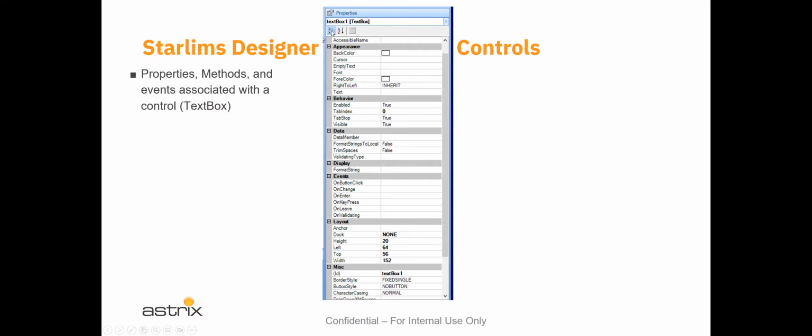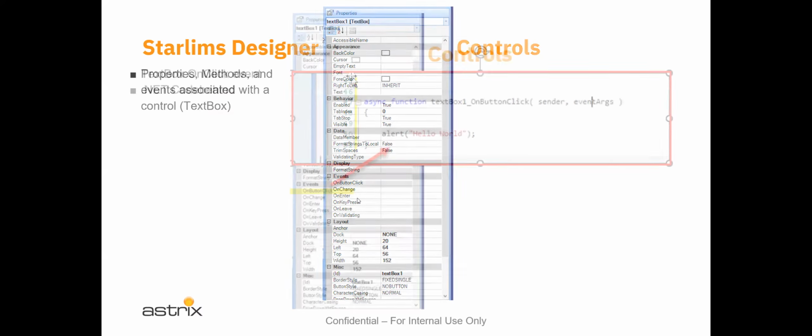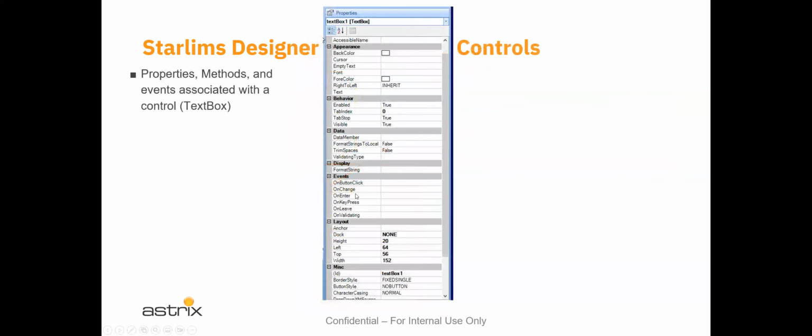Every control has events associated with it. Not all controls have all events. Some don't make sense to have on a control, compared with other ones. For example, a click event would be associated with a button, whereas a display only or read only type control wouldn't necessarily have the necessity to have a button click event. In that case, it wouldn't appear under these properties that show up here.